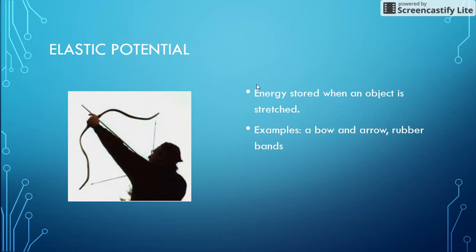Elastic potential. This is energy that is stored when an object is stretched. So a good example is a bow and arrow. There is potential for the arrow to be released, but the energy is just stored in the bow. And another example is a rubber band.